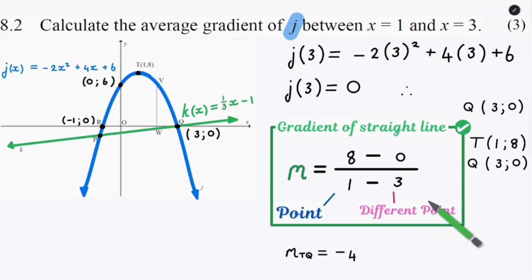Okay, let's have a look where our 3 marks are coming from. First mark comes from the correct coordinates or points. Second mark for your substitution. Third mark for the final answer.